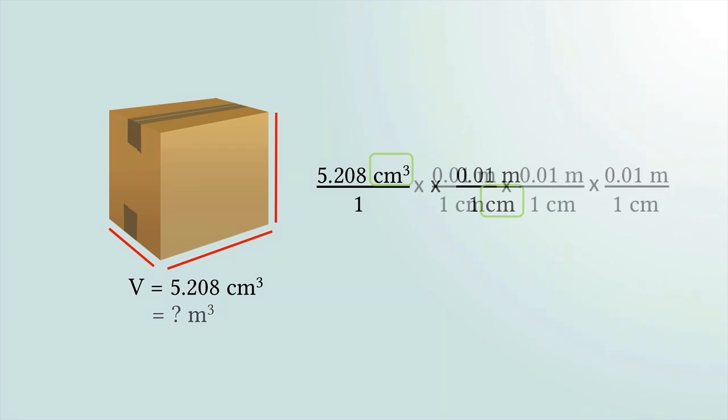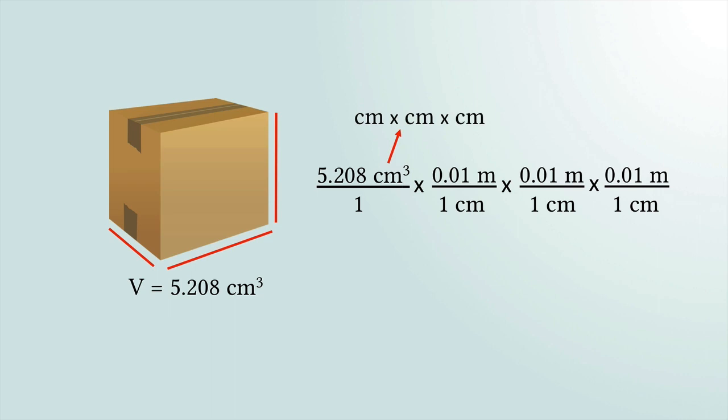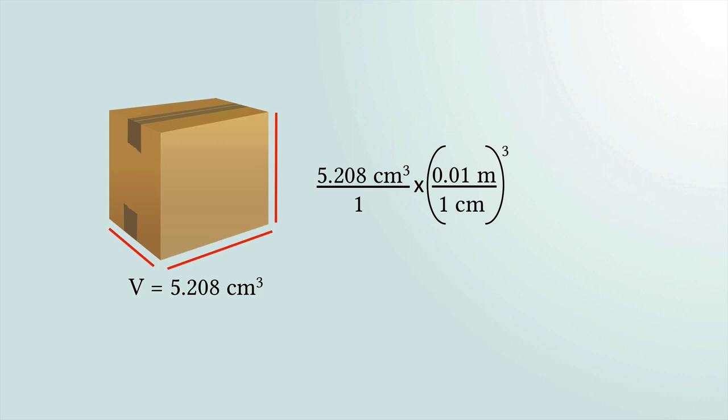So we need to have 5.208 cubic centimeters over 1 times 0.01 meters over 1 centimeter times 0.01 meters over 1 centimeter times 0.01 meters over 1 centimeter. Cubic centimeter is really just centimeter times centimeter times centimeter. So now the centimeter units are the same in the numerator and the denominator. In fact, we can simplify this by cubing the conversion amounts so that our original measurement is multiplied by 0.01 meters over 1 centimeter, the whole quantity cubed.